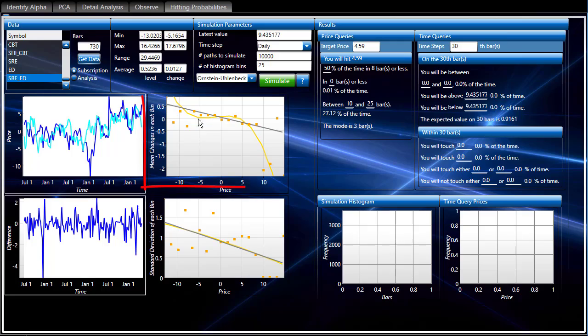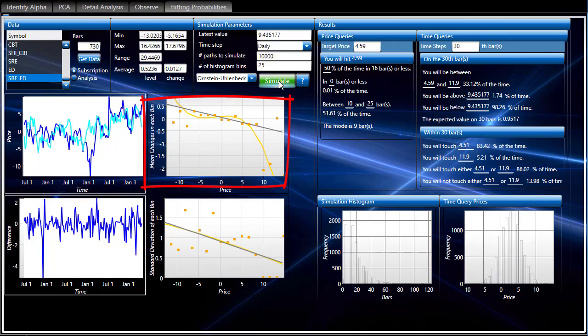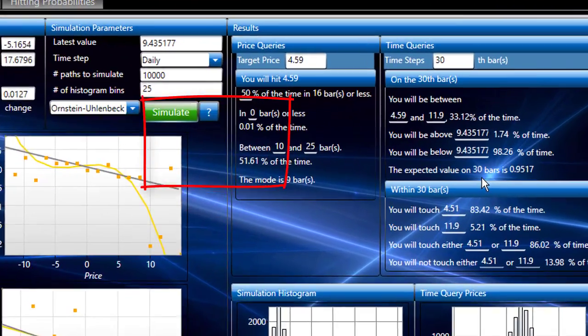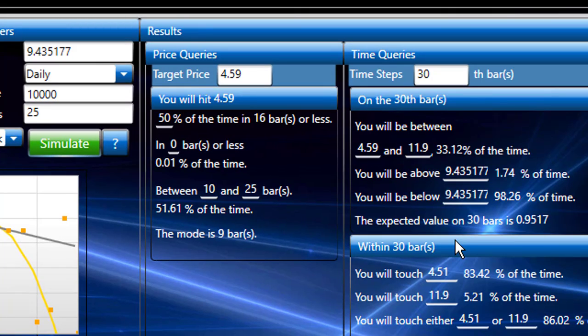Yeah, good strong mean reversion. And as we expect with the utilities, since they have that great sine wave kind of motion, it's saying we're going to be below our current price 98% of the time 30 days from now. Of course, that's probably a little strong, but the fact is that this is a really good picture and a very low risk kind of trade. Utilities are almost always very low risk.